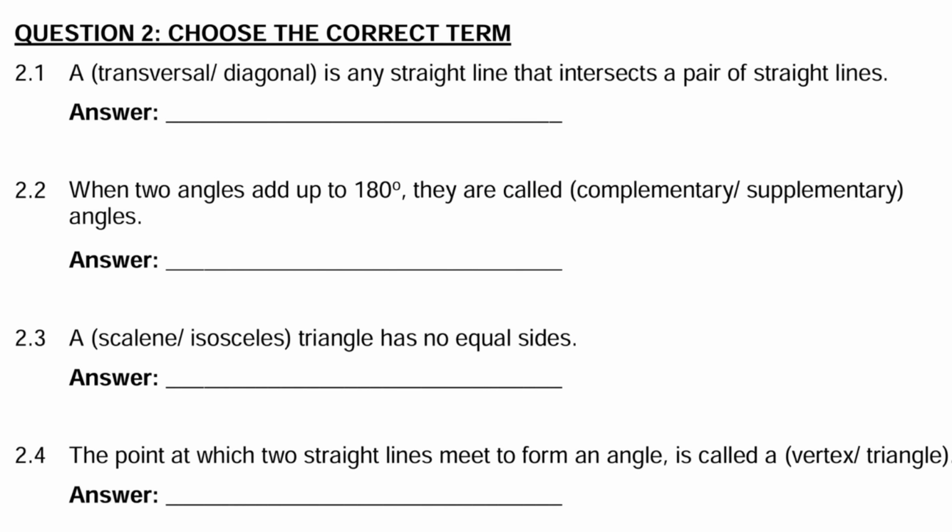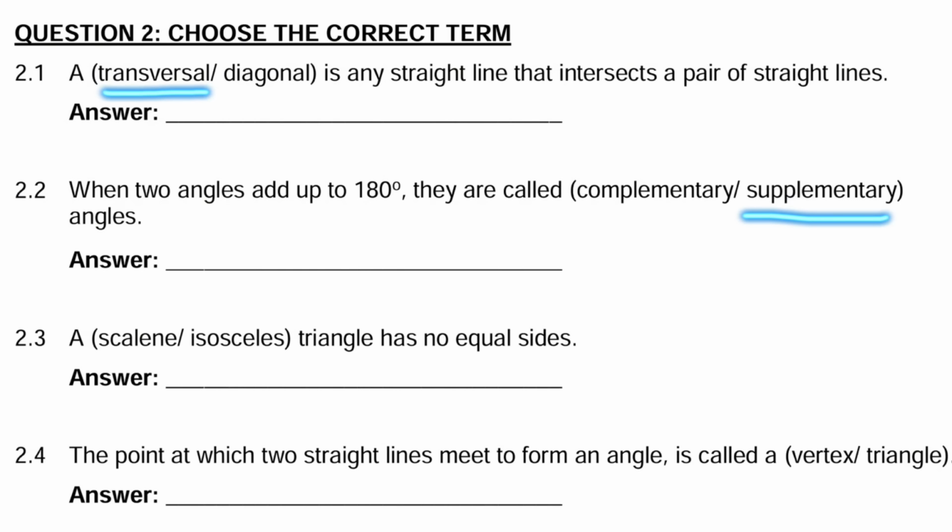Question 2. Choose the correct term. Again, this is theory, so I'm going to go a bit fast over this. 2.1. What is any straight line that intersects a pair of straight lines? A transversal is any straight line that intersects a pair of straight lines. 2.2. When two angles add up to 180 degrees, they are called supplementary angles. Complementary angles add up to 90 degrees. So the answer for 2.2 is supplementary because those angles add up to 180 degrees.